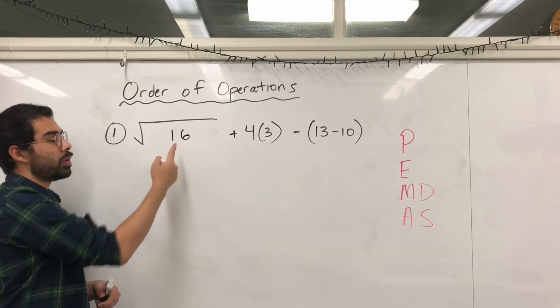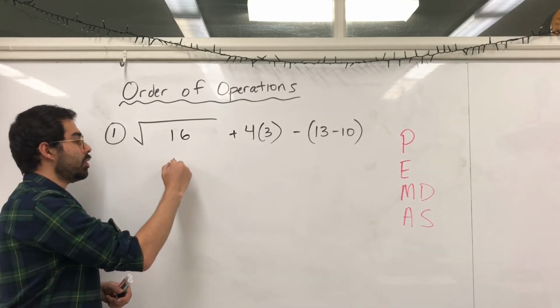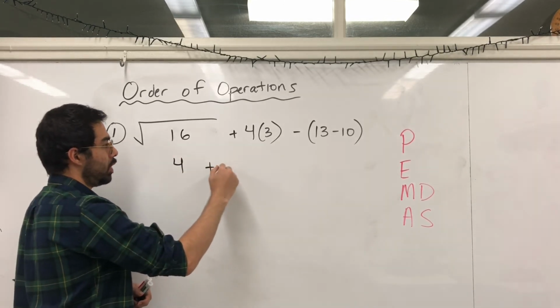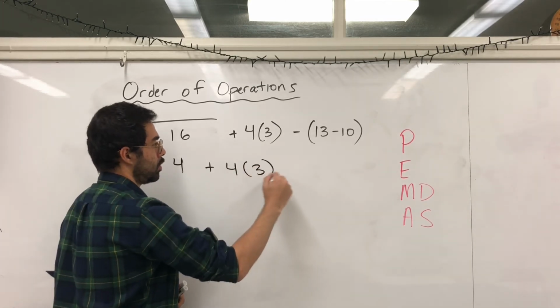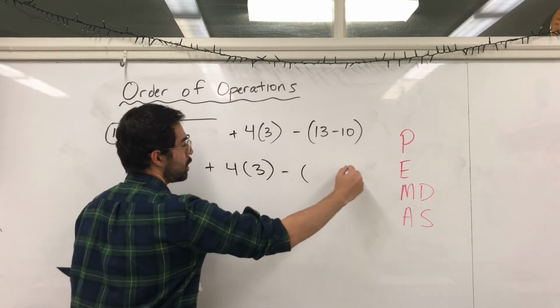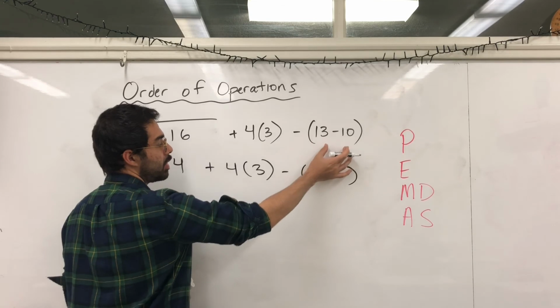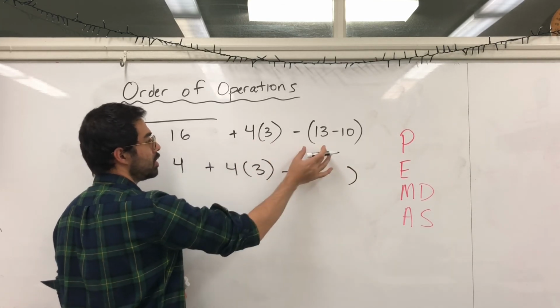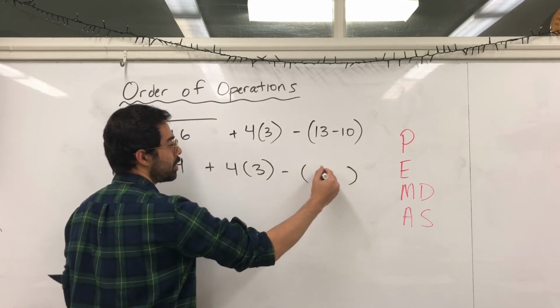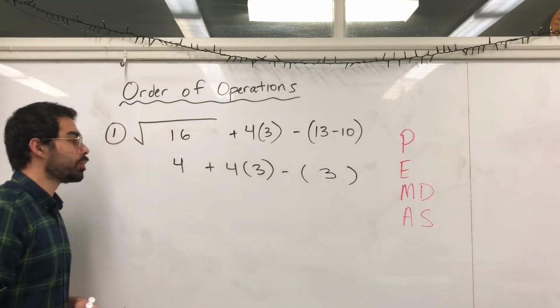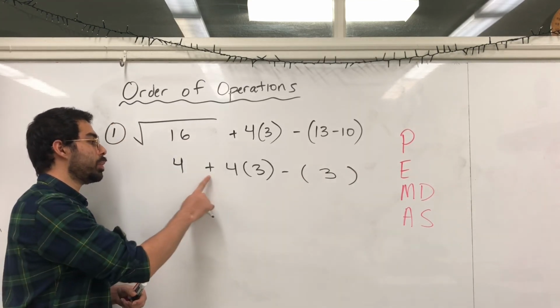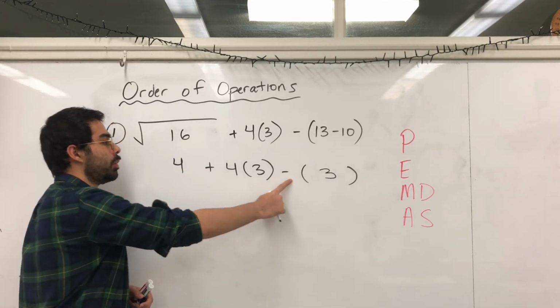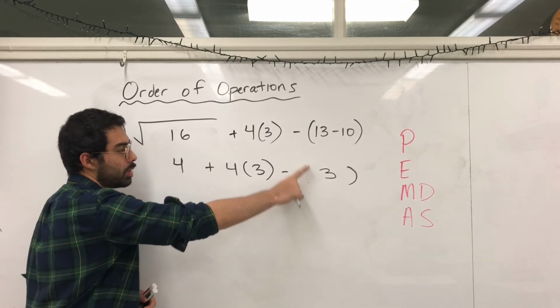Okay, well, the square root of 16 would just end up being 4. Let me drop everything else down. Okay? We might as well work on this now. 13 minus 10, again, we're working within parentheses first. 13 minus 10 is 3. Okay, so we've got 4 plus 4 times 3 minus 3. Okay, we don't need this parentheses anymore.